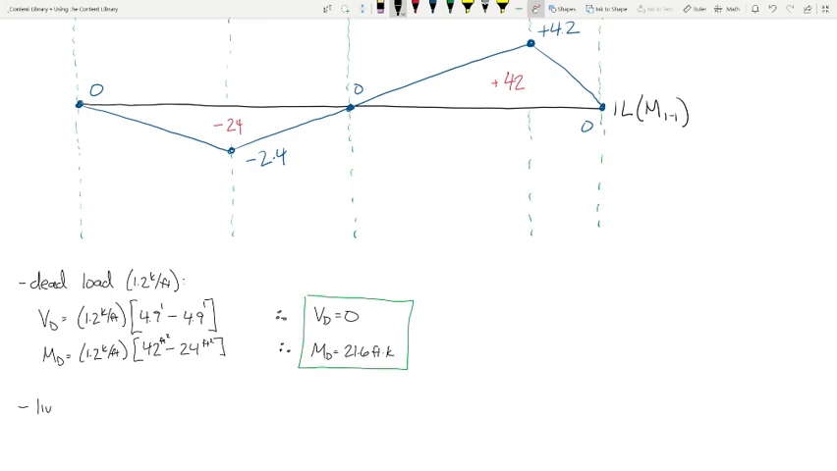All right. Now the live load. Okay, so let's consider what's going on with the live load. For the live load, we're given 1.6 kips per foot, and we're given a live load, concentrated load, of 25 kips, right? That's what we were given. Okay? So here's what I'll do. I'll write that right here.